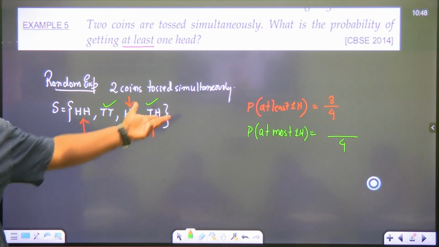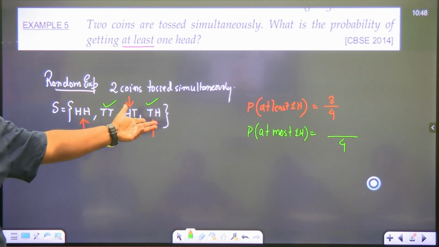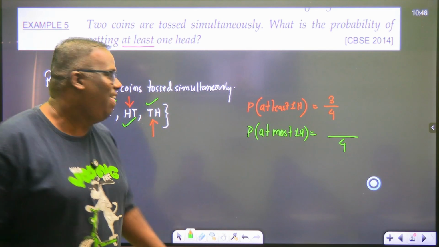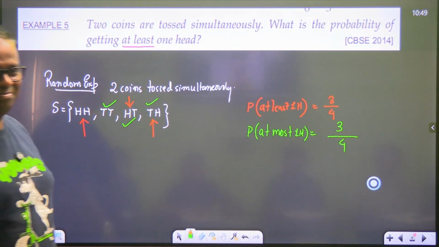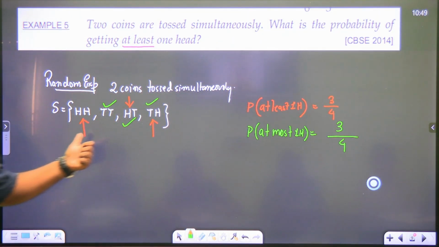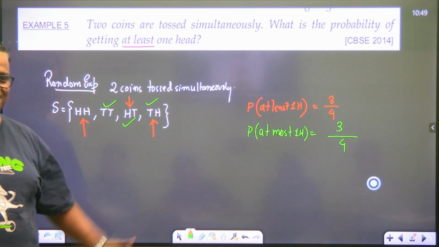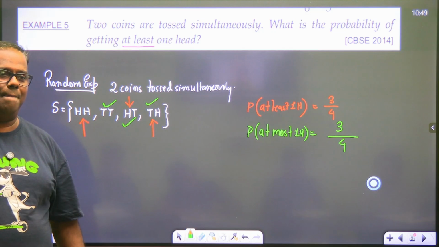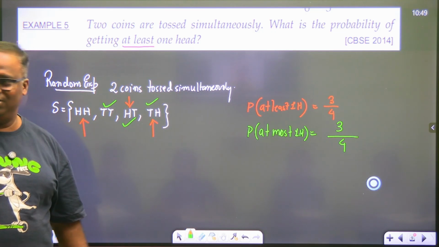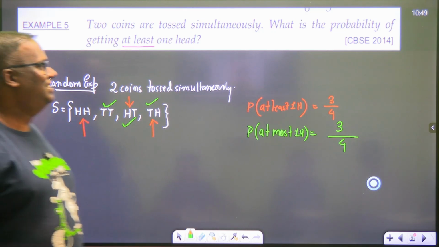Getting no head also qualifies as that much. You get the sample space and probability. So here also your answer will be 1/4 at most. Right? Achha. Clear? So see how interesting problems become. Next one.